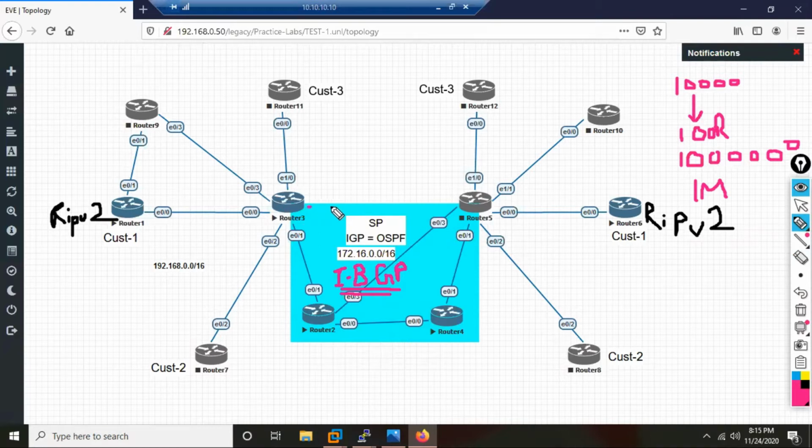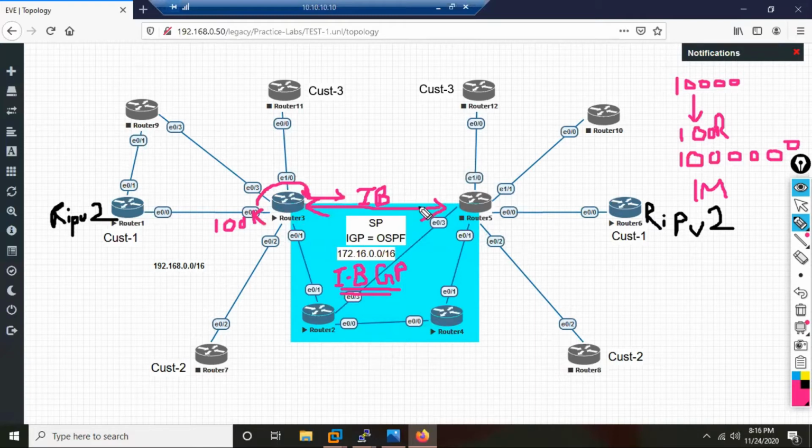So in iBGP, suppose I make these two guys neighbors. I run iBGP here. If I run iBGP, they become iBGP neighbors. So whatever R3 is learning, all the customer routes, let's say maybe R3 is learning 100,000 routes. All these 100,000 routes from all these different customers, you redistribute into what? IBGP, sorry, not IGP, iBGP. And then R3 will forward the routes to where? R5, because R3 and R5 are now iBGP neighbors.